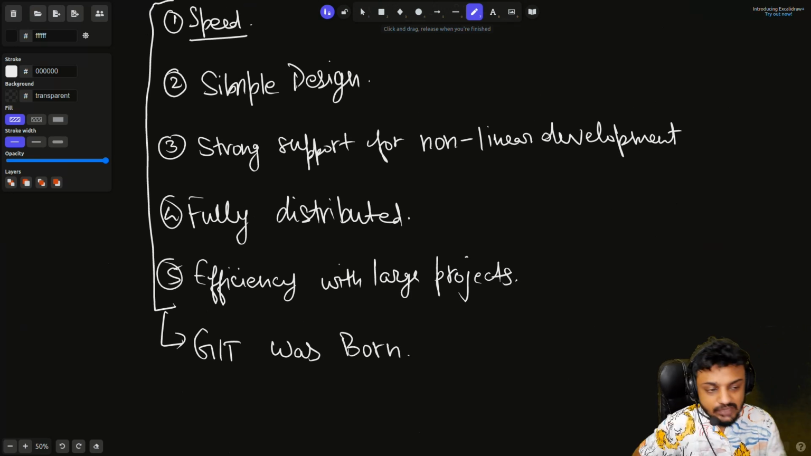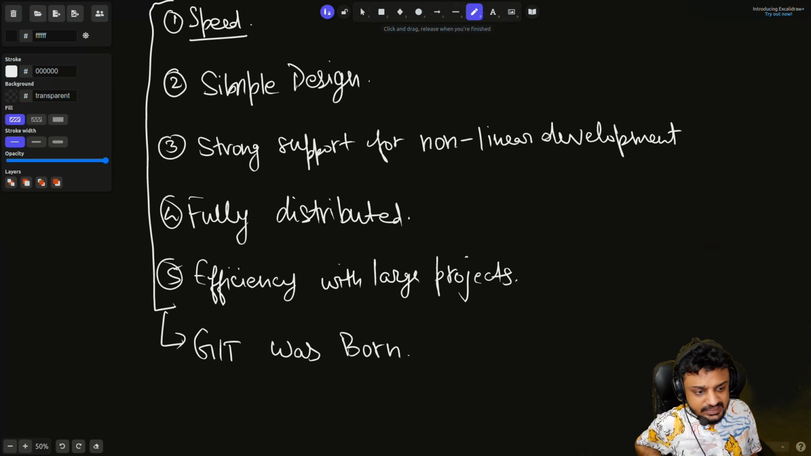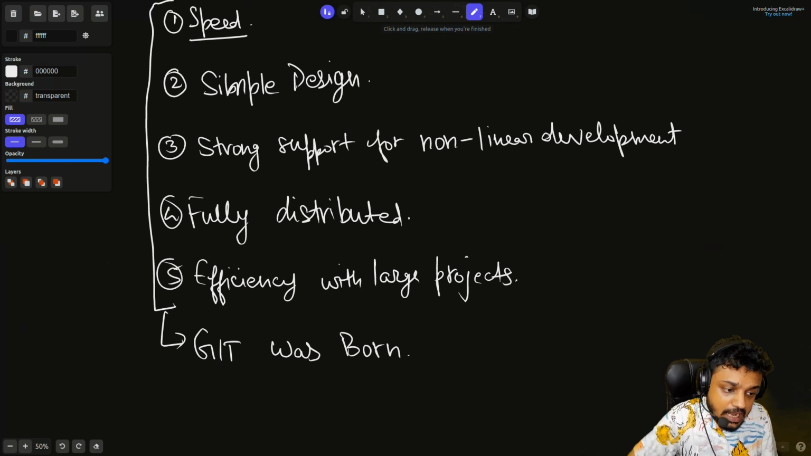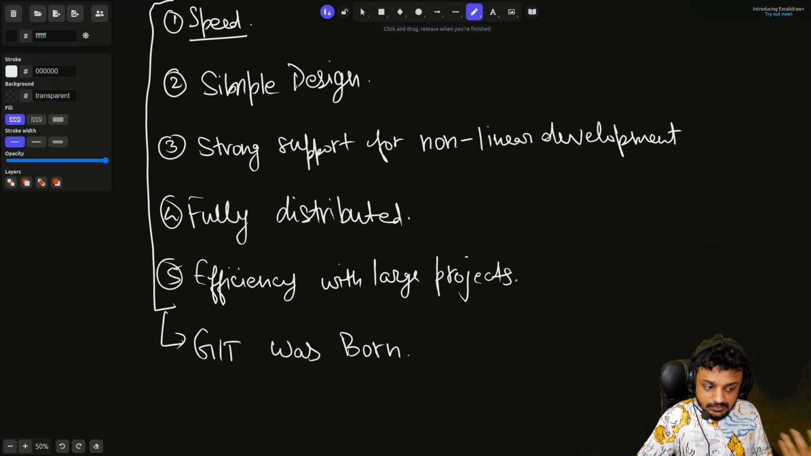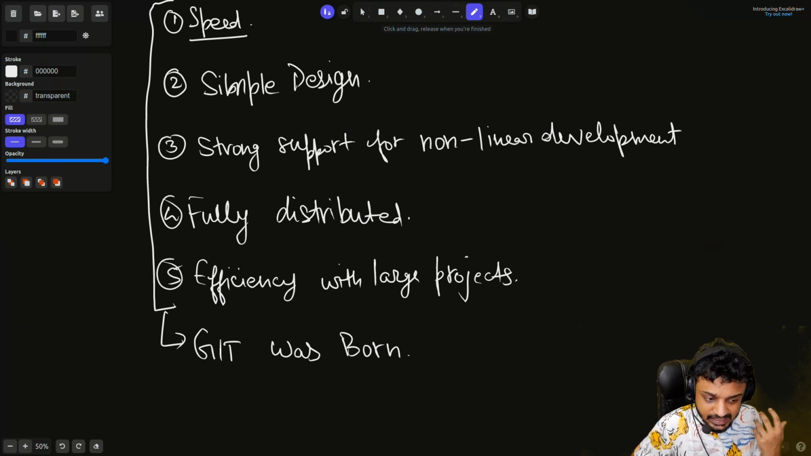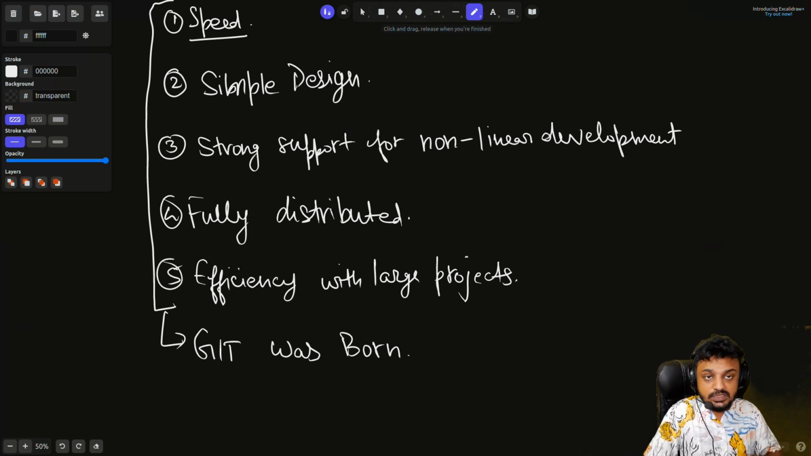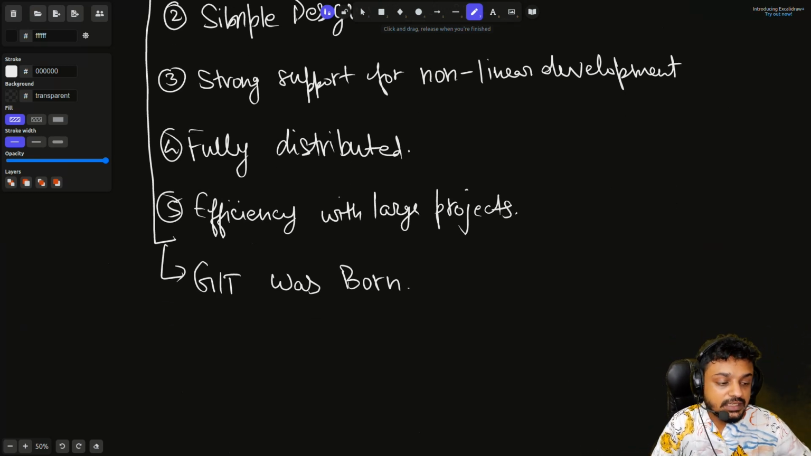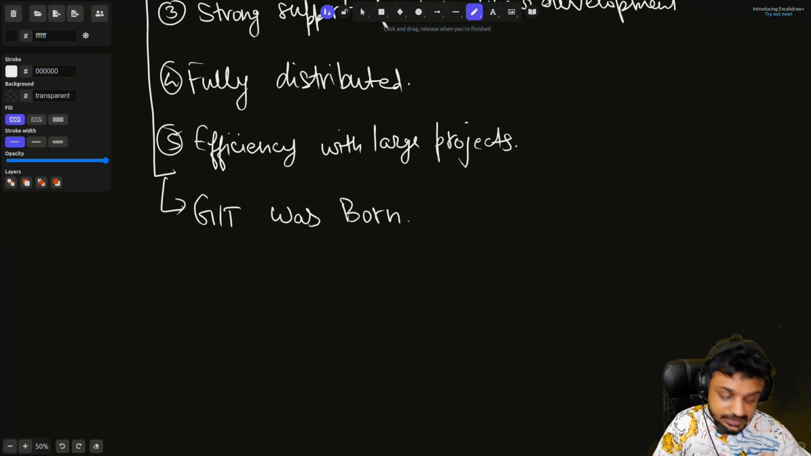And the rest is history. Now we have talked about speed, simple design, support for non-linear development and things like that. But how is Git different from other version control systems out there? How is it actually different? Pay attention to this part, because if you understand the fundamentals of Git and how exactly it works, then working with Git is going to become much easier for you whenever you use it later. So, how is Git different from other version control systems?